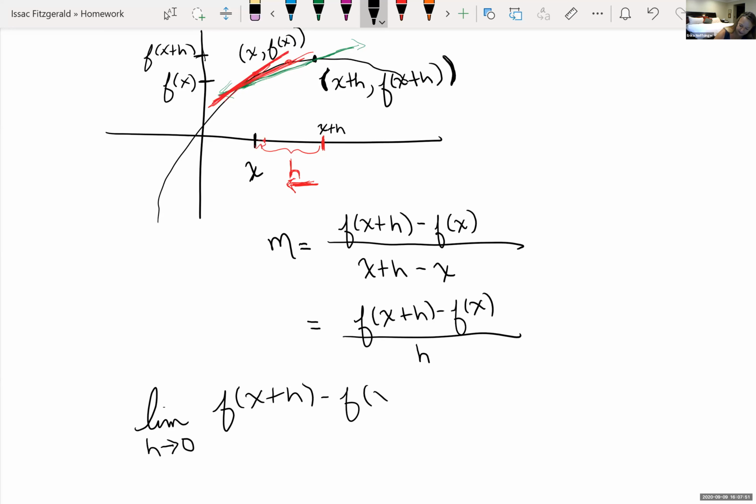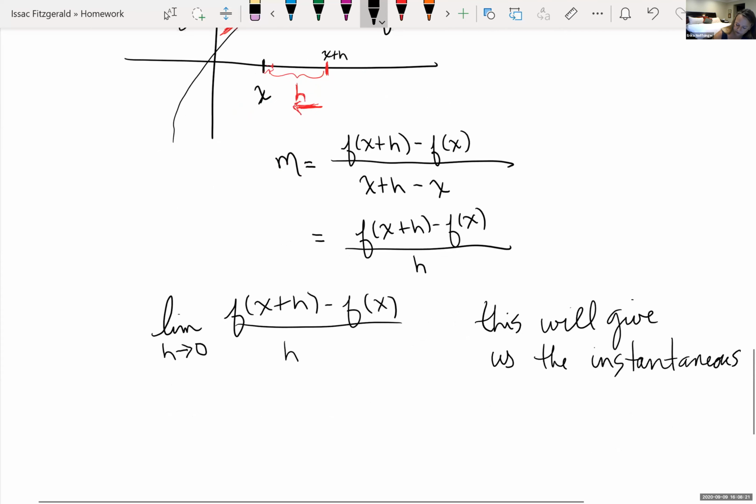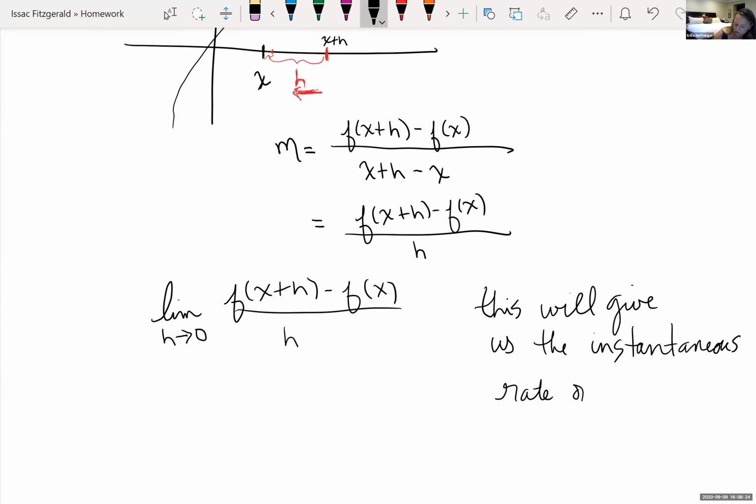So looking at this, if I look at the limit of f of x plus h minus f of x, all over h, this is going to give me the instantaneous rate of change. This will give us the instantaneous rate of change anywhere on the function f of x.